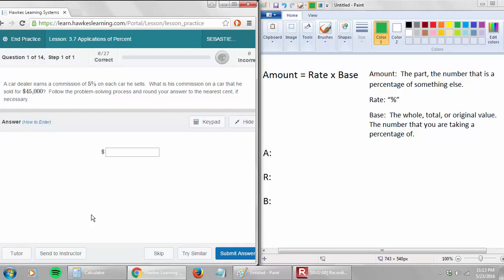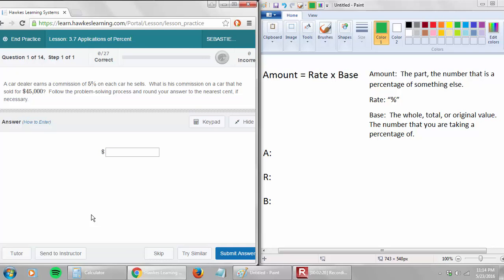A car dealer earns a commission of 5% on each car he sells. What's his commission on a car that he sold for $45,000? And usually it has this bit at the end about following the problem-solving process. Again, that's referring to the exposition in the textbook, which I recommend you read. It also has a bit of fine print about rounding your answer to the nearest cent. Make sure you pay attention to the rounding because in this particular assignment, that little detail can catch you.